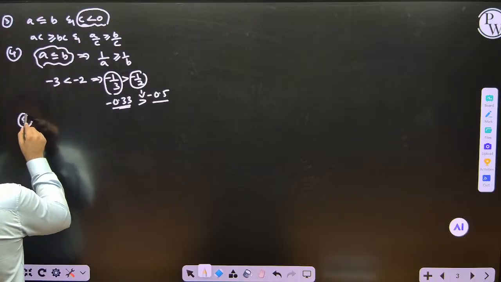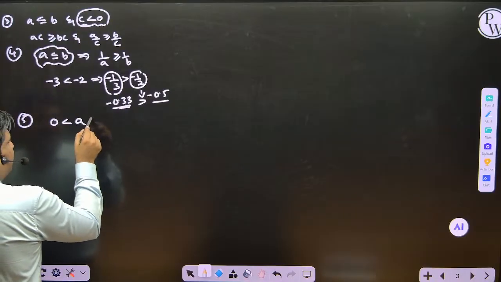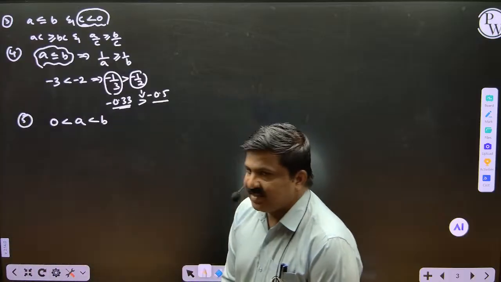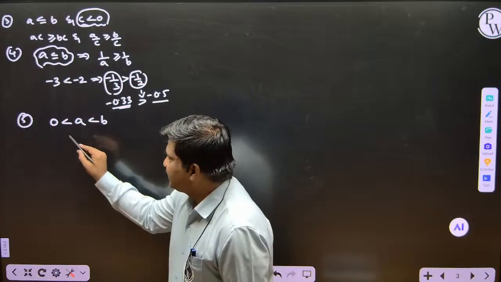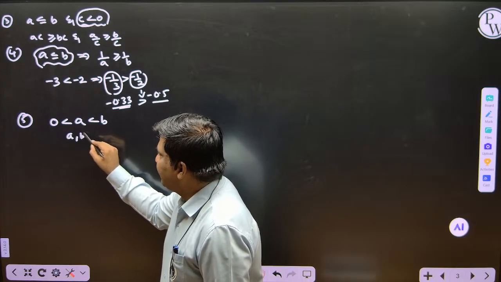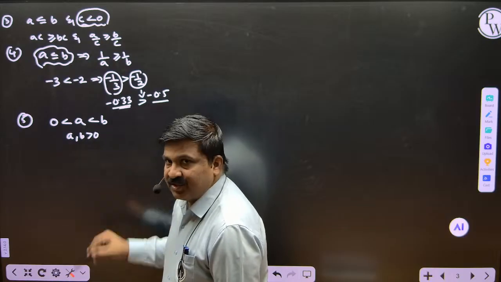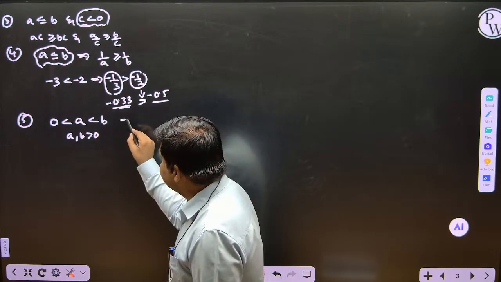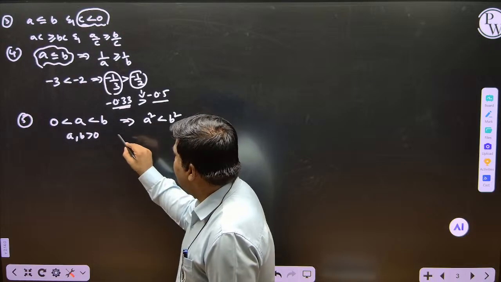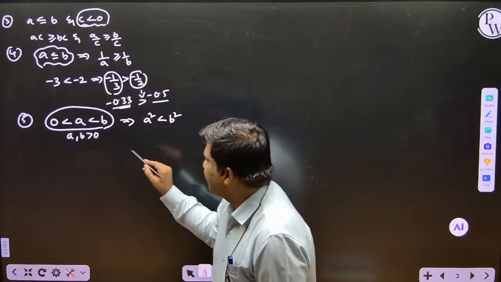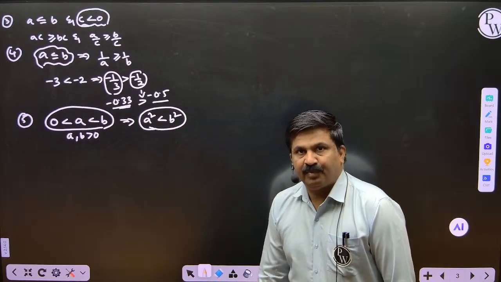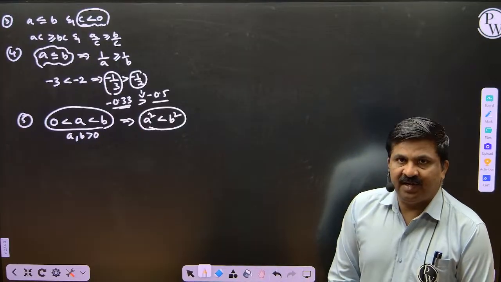Fifth one, you see both the numbers are positive numbers, 0 less than A less than B. So what can you say by this? A, B are obviously positive. Then by squaring them, the inequality will not change. In this case, if we square it, the inequality will not change.